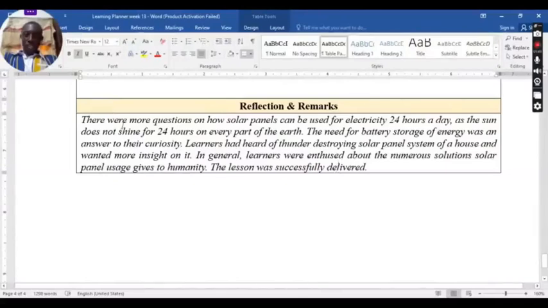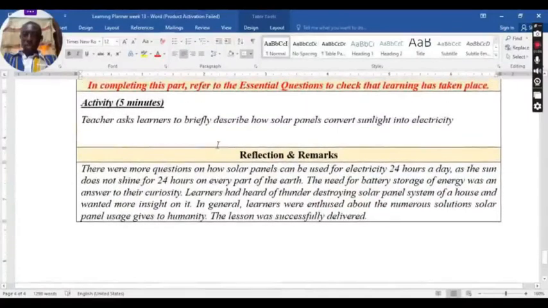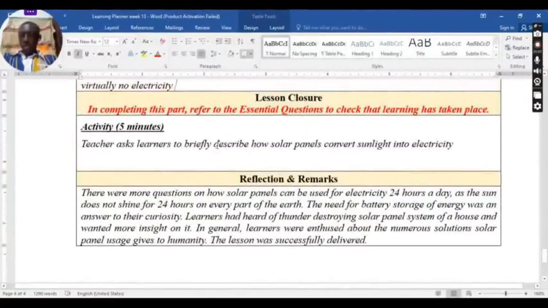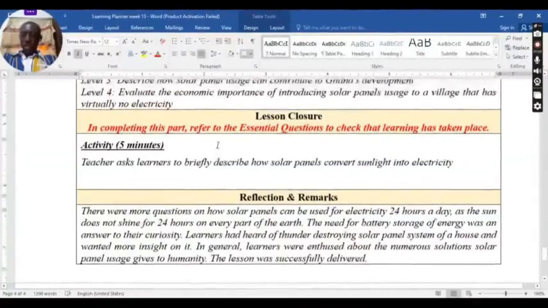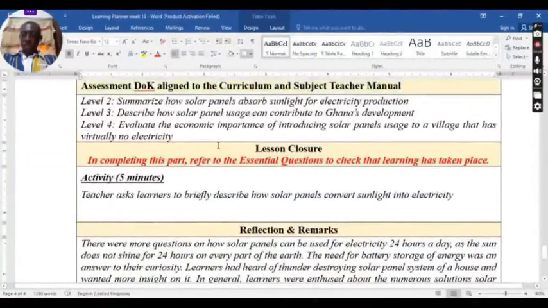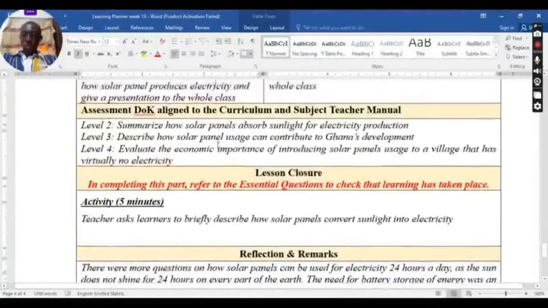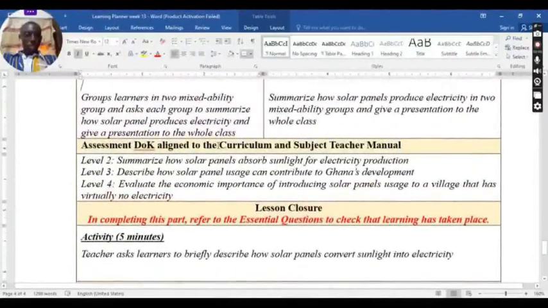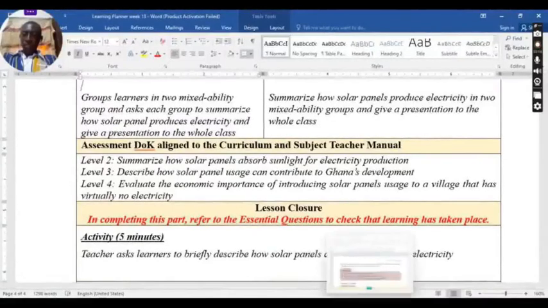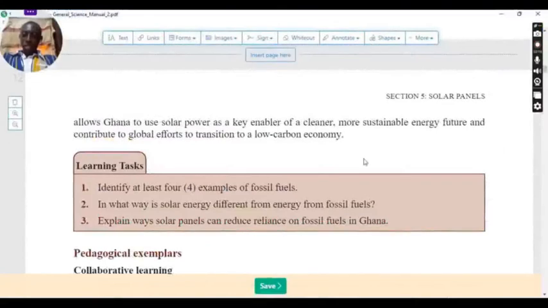So I believe by now you are grasping the reflection and the remarks, how to go about it. Alright. The good, the bad, the ugly, the interesting parts, you write them down at the reflection. And it is done when the lesson has been closed. Alright. So this is lesson 2. I divided the week into 2 lessons. When I read the TM, always read the TM.